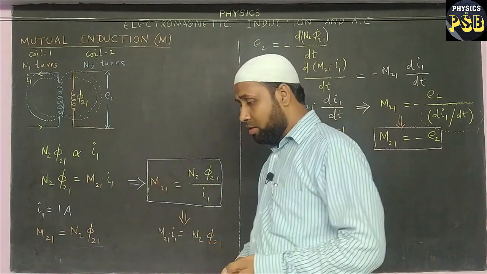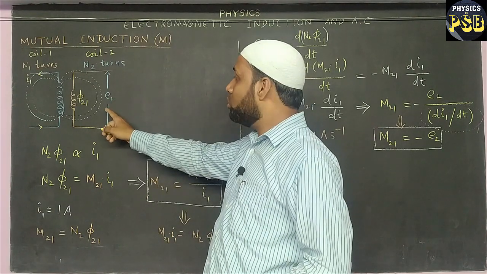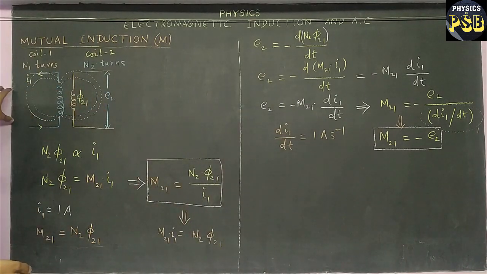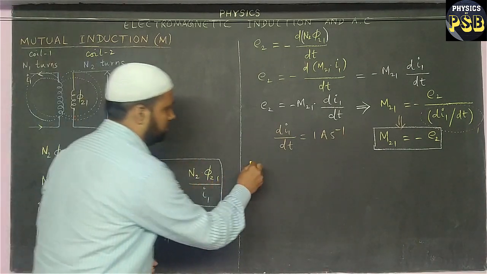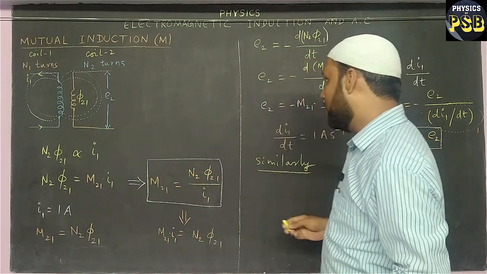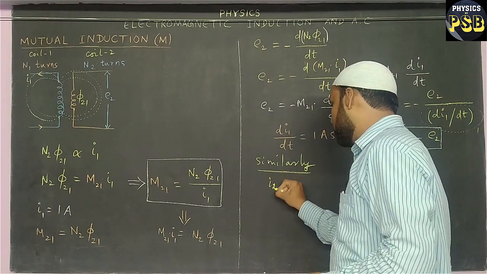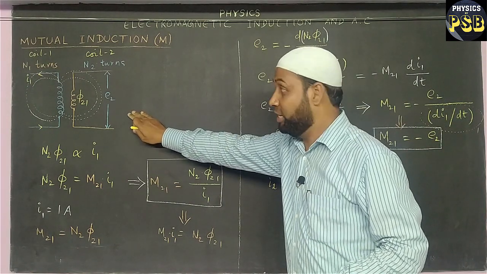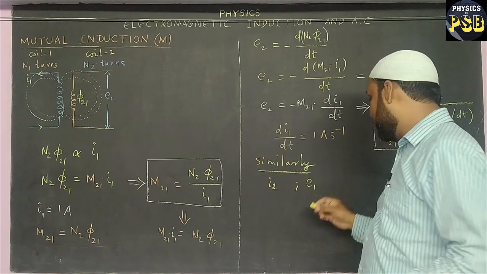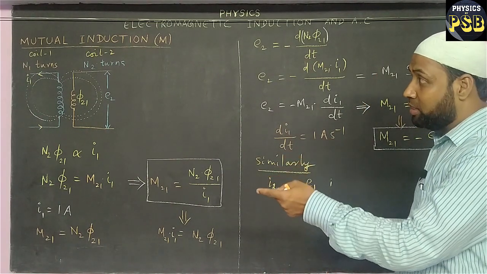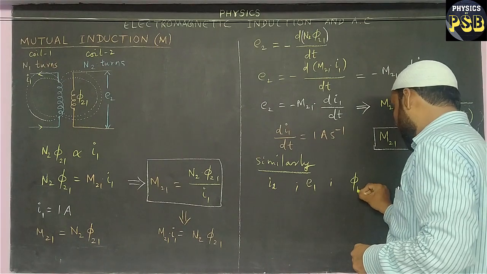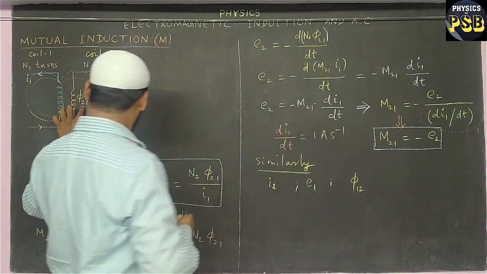Similarly, if a current I2 flows through the second coil, then it will produce an induced EMF E1 in the first coil. Similarly, when the current I2 flows through the second coil, it will induce an EMF E1 in the first coil, and the magnetic flux that links with the first coil due to the flow of current I2 in the second coil will be nothing but phi 1. It is just the opposite of this one.